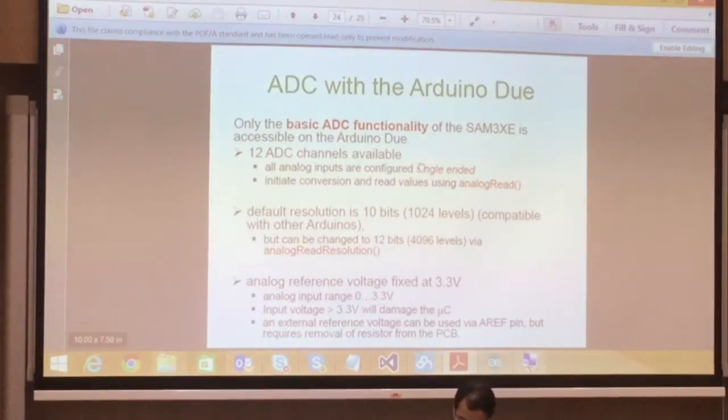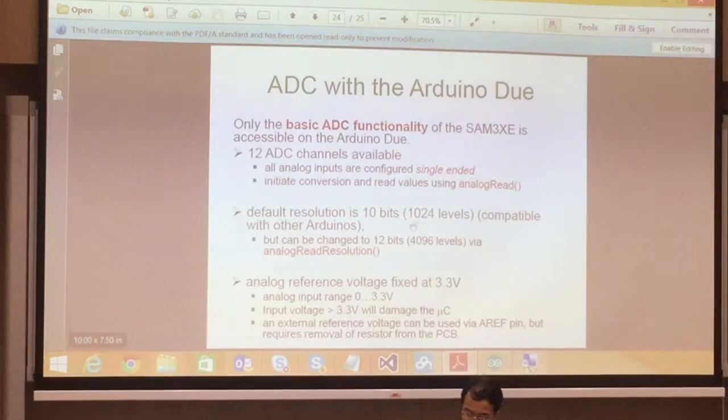So for the Arduino Due, we have 12 ADC channels available. The default resolution is 10 bit. 10 bit basically corresponds to 1024 levels. Why is 10 bits 1024 levels? Basically it's 2 to the power 10. If it's 12 bit, because you can change it to 12 bit, it's 4096 levels, 2 to the power 12. And the analog reference voltage is 3.3 volts. You cannot change it.